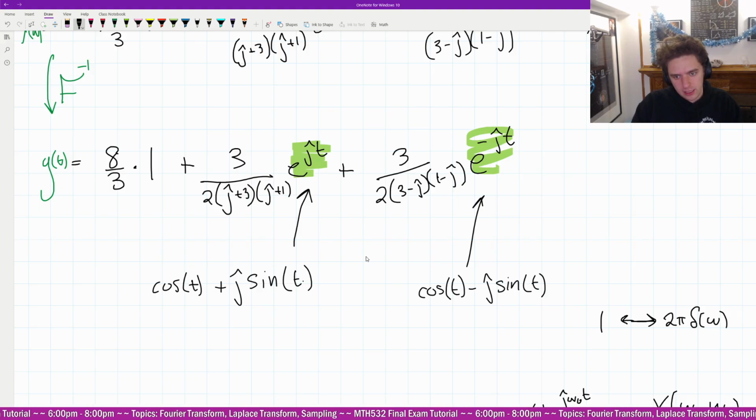So just to be clear here, this is cosine negative t, but cosine negative t is equal to cosine t. And this is sine negative t, but sine negative t is the same thing as negative sine t. So you just do that. Would people like to see me do that?